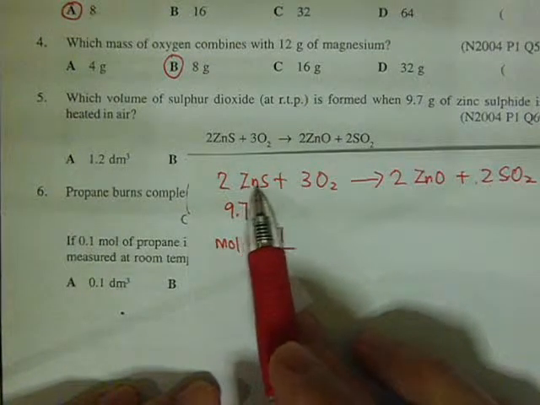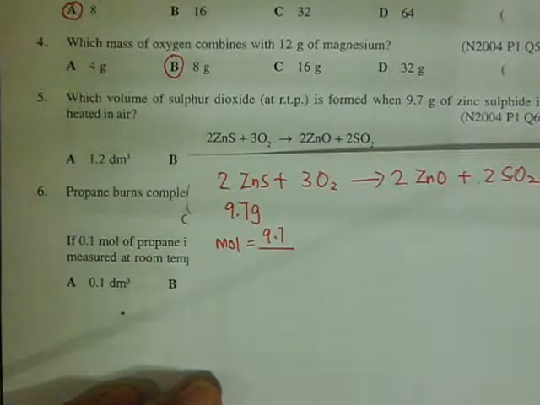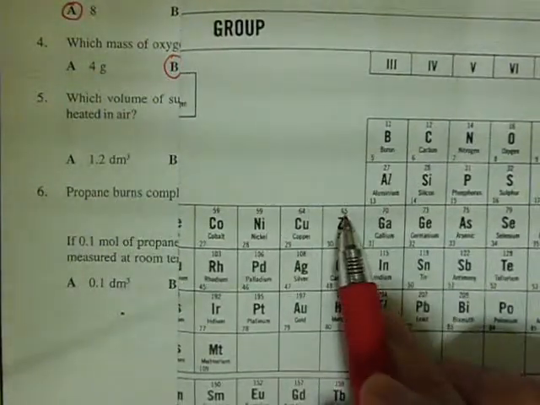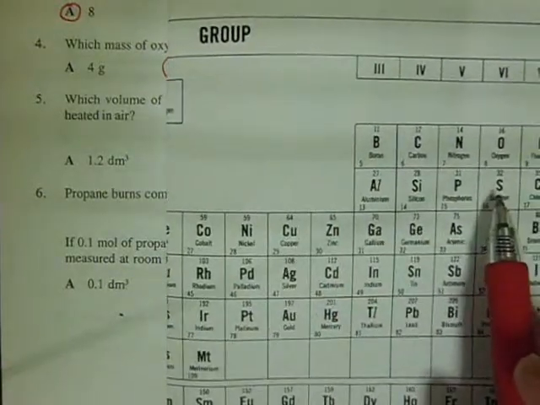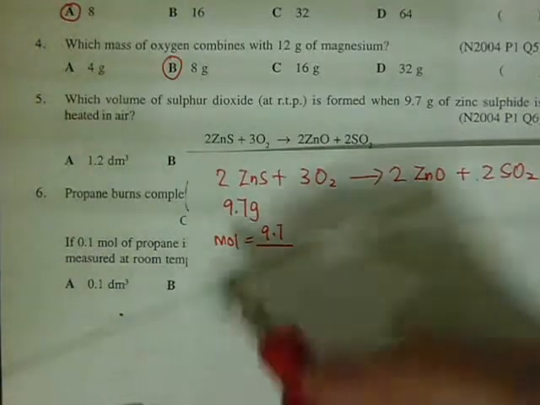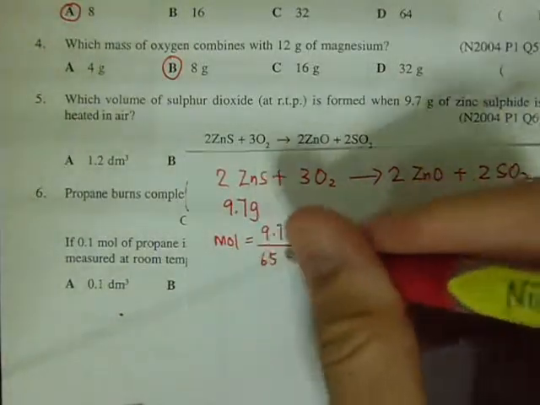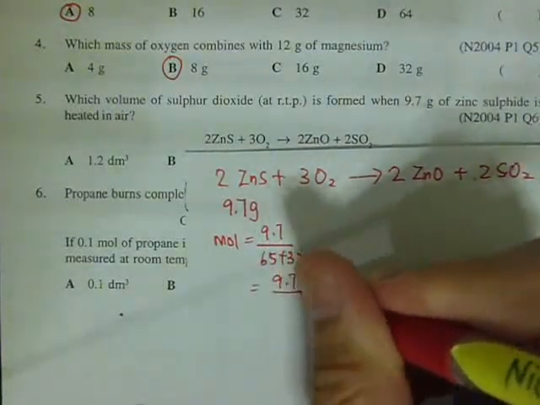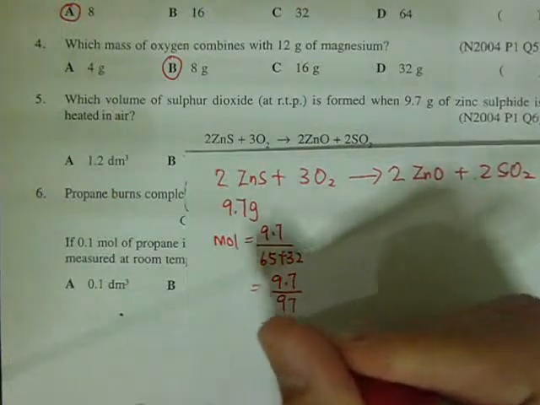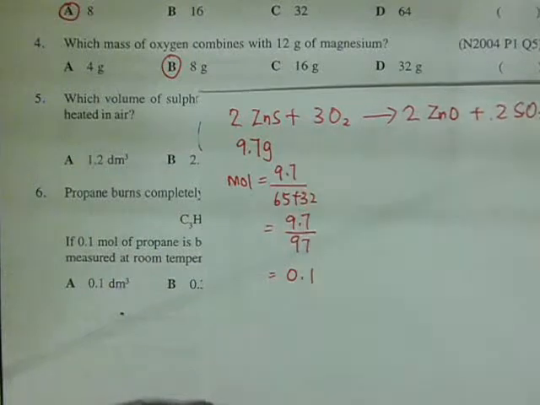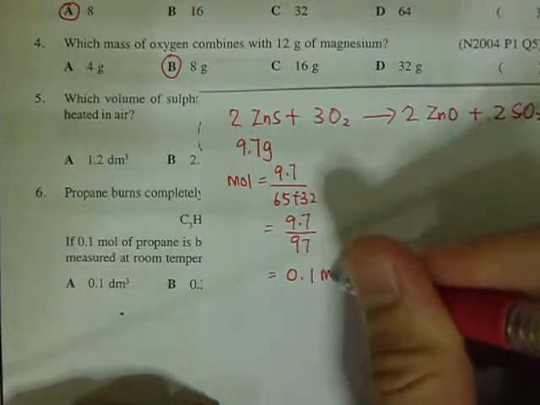Now the Mr for zinc sulfide, so you have to add up the individual Ar. Zinc, what is the Ar? Is the top number. Zinc, the Ar is 65. Sulfur, the Ar is 32. So it's 65 plus 32, and that would give you 9.7 divided by 97, and that would give you 0.1. So it's 0.1 mole.